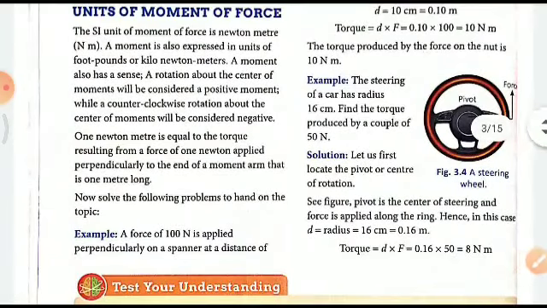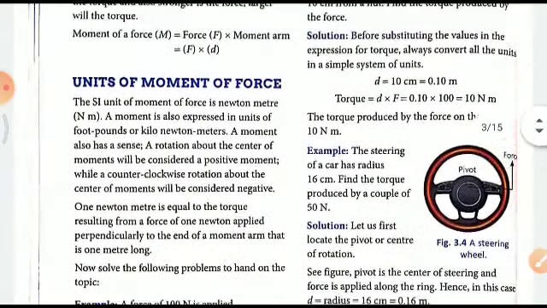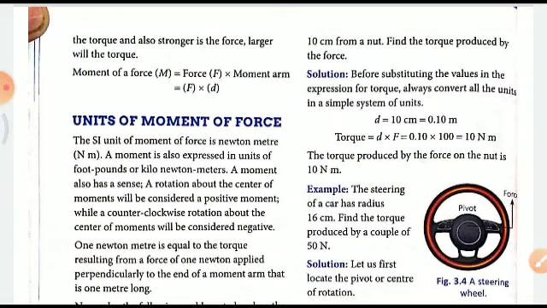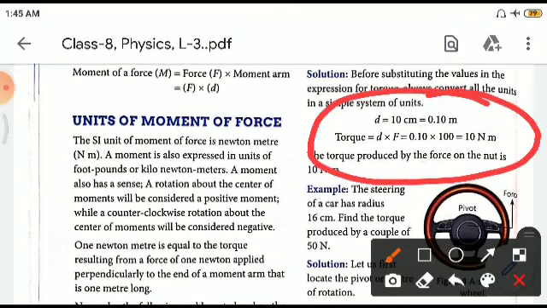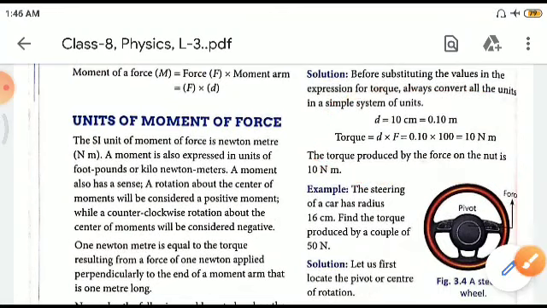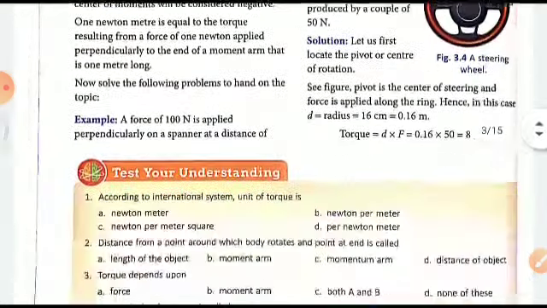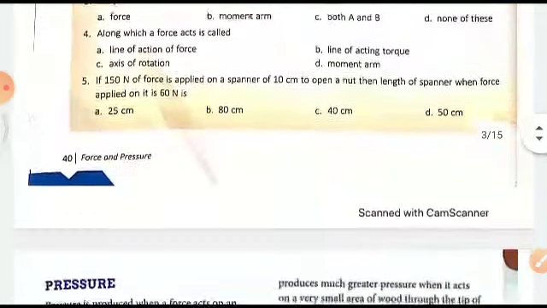See, if a force of 100 Newton is applied on the spanner at a distance of 10 centimeter from it. So see, what has been done here is the distance which was in centimeter has been changed into meter, and then it has been multiplied with the force, right? And there are a few examples here.